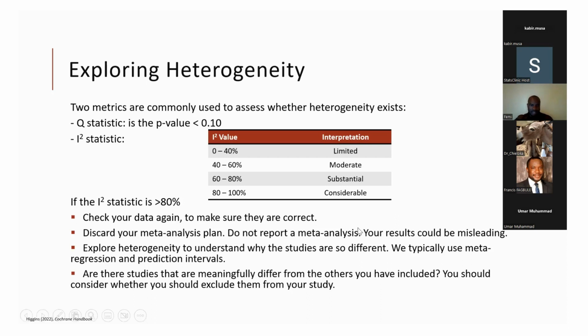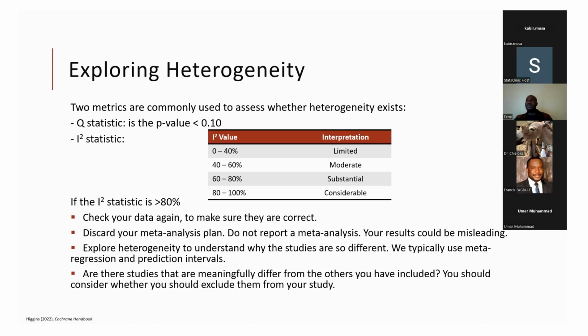And we have that in this table. From 0 to 40%, that's limited heterogeneity. 40 to 60%, that's moderate. 60 to 80%, that's substantial heterogeneity. And 80 to 100%, that is considerable heterogeneity.